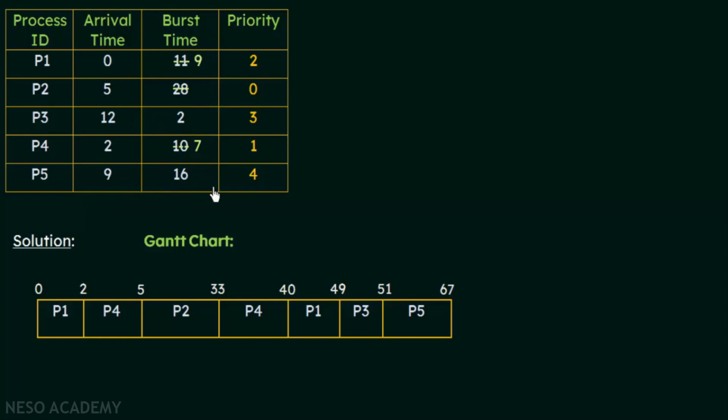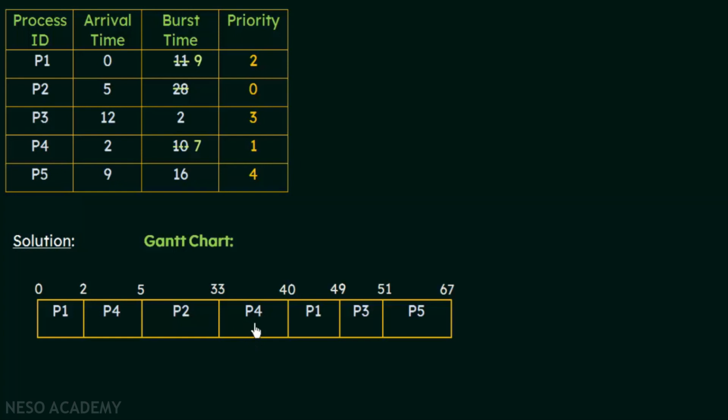So among these 4 processes that are present in the ready queue, the process with the highest priority will be the next to get the CPU. So let's see. Here we have P1 with a priority of 2, then P3 with priority of 3, P4 with priority of 1, and P5 with priority of 4. So which is the highest priority? We have 2, 3, 1, 4. So 1 is the highest priority that we have among these 4. So P4 will be the one to get the CPU now.